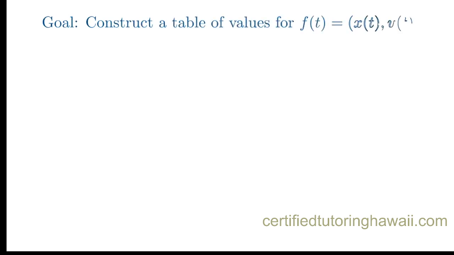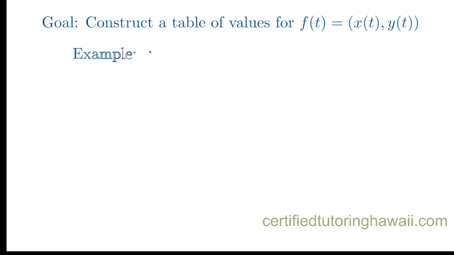The first skill we need to develop is constructing a table of values for a parametric function. This is the most straightforward way to understand what a given function looks like. Our goal here is to create a table that shows us a set of t values and their corresponding x and y coordinates. Let's work through an example.